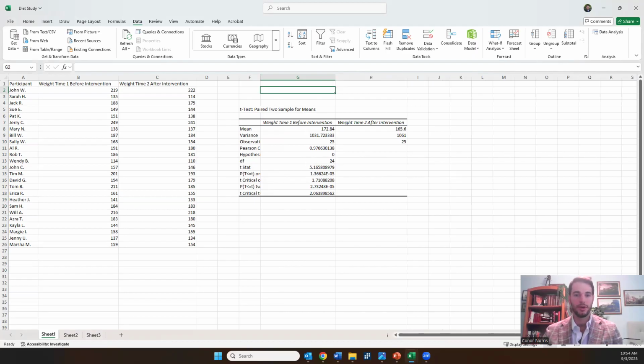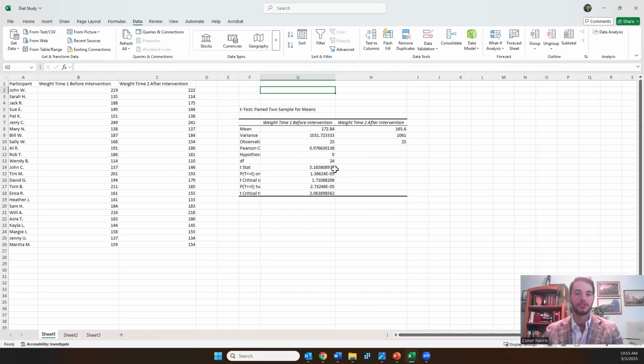We'll interpret this the same way we would interpret a regular t-test that we did before. Here's the mean for the pre-intervention. At time one, the weight is 172 pounds on average. After the intervention, at time two, it's down to 165 pounds. So we're moving in the direction of our hypothesis, which is important when we're doing a one-tailed test. Going down, we have 24 degrees of freedom, which makes sense since we have 25 observations for each variable. The t statistic is 5.16.